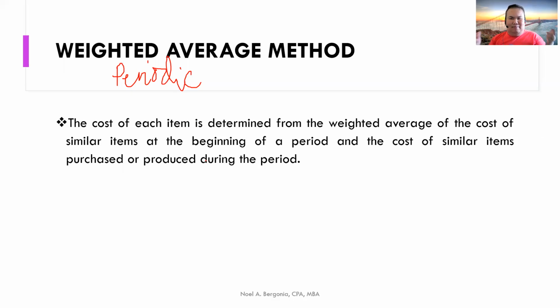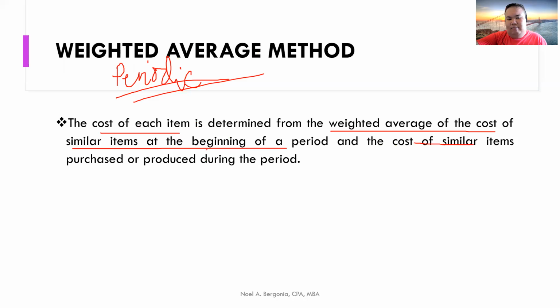Yung pwedeng mapagpalit-palit yung value na products. Okay, so under periodic average method, which is weighted average method, the cost of each of the items was being determined by computing the weighted average cost of similar items at the beginning of the period and the cost of similar items purchased and produced. So ang nangyayari po, since weighted average siya, we compute for the weighted average. Hindi kagaya ng FIFO na you tend pa to monitor what's the most recent purchases kasi you can try to manage yung pag-sell ng item since the most perishable could be disposed first.